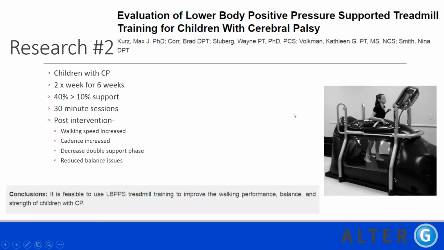So the conclusions of this: it is feasible to use a lower body positive pressure treadmill, in this case an AlterG, to improve the walking performance, balance, and strength of children with CP. Again, this is more in line with what you're going to be seeing as a physical therapist, for those of you who are physical therapists, that you're going to have 6 or 8 weeks to spend with someone multiple times a week.